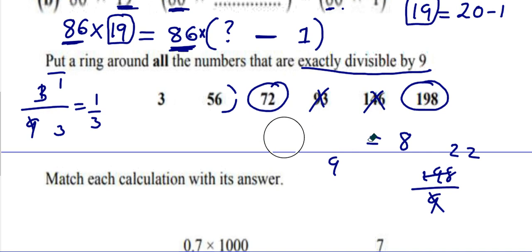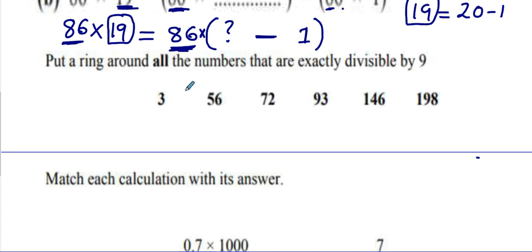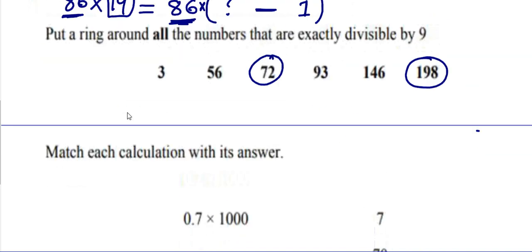Now let us see the numbers which we have put a ring around. The numbers are 72 and 198. So we can stop here with this video.